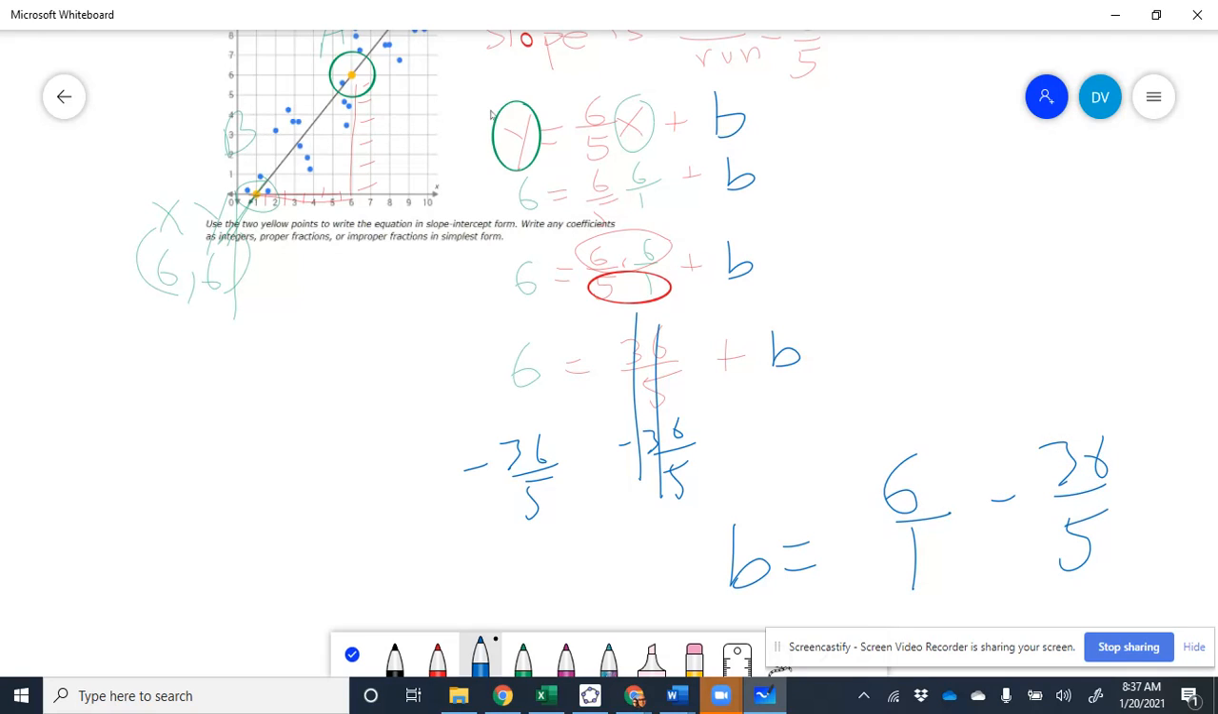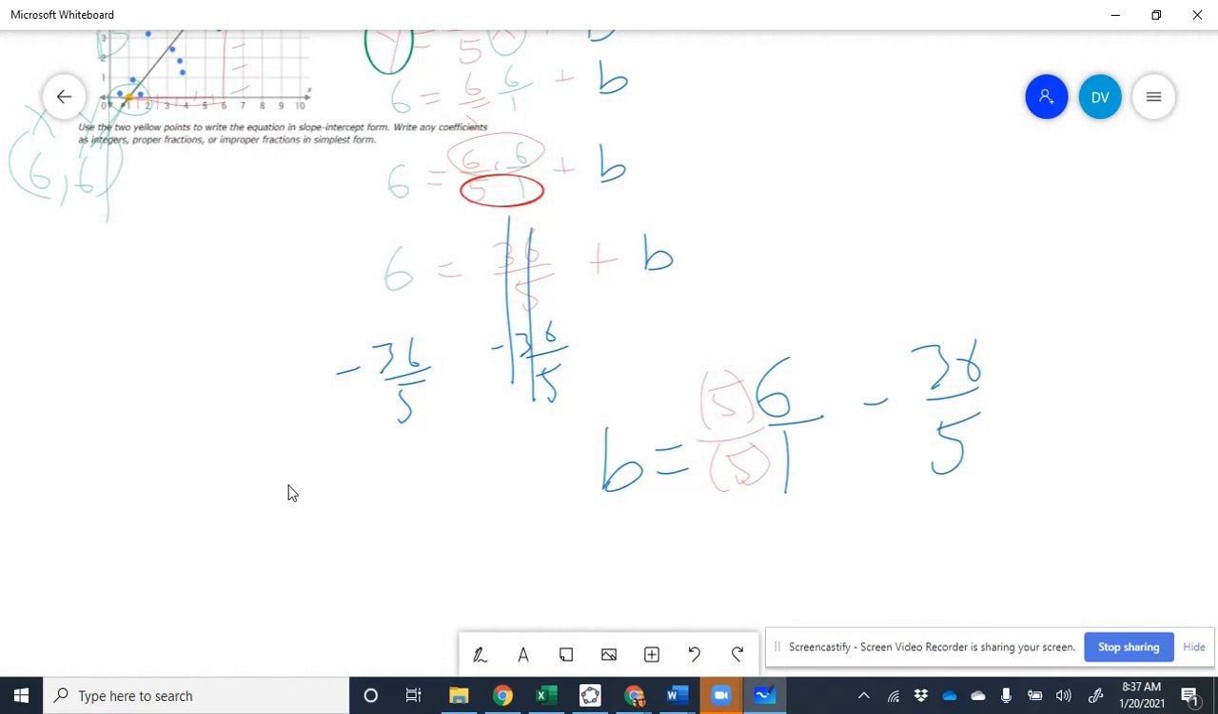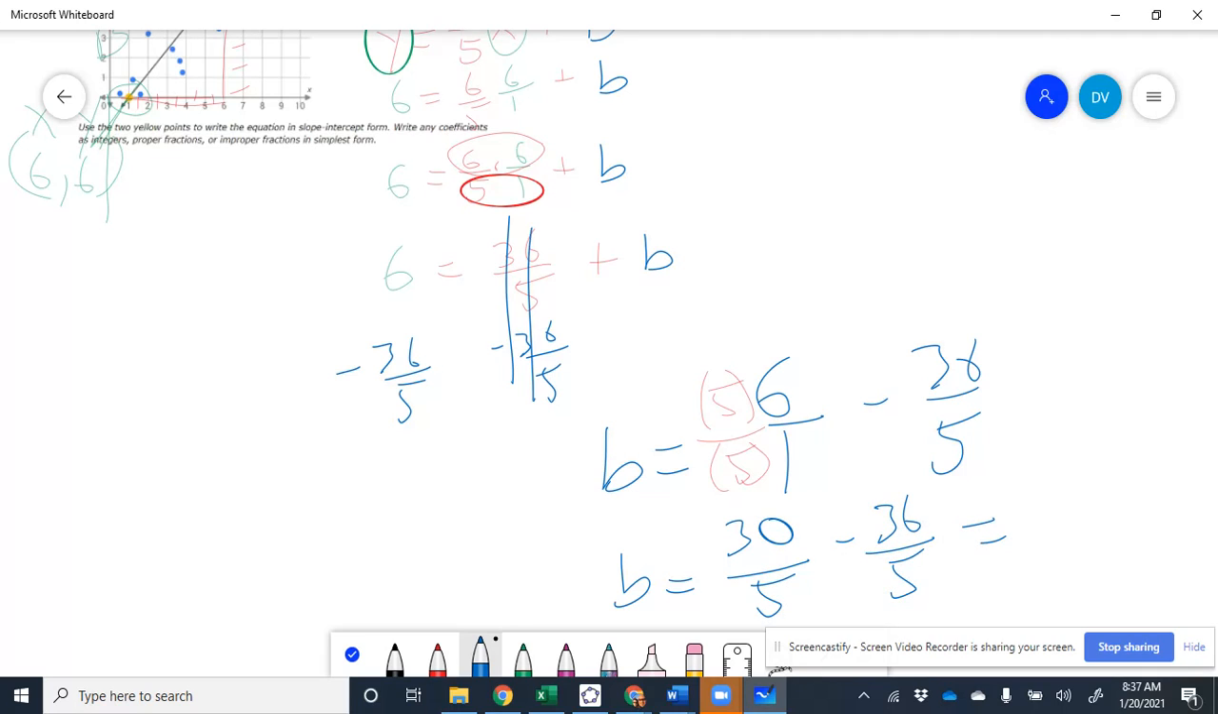Now remember that when you want to add or subtract fractions, you have to have a common denominator, right? And won't that be 5 here? So in other words, we need to multiply this. I said that kind of fast. We need to multiply this by 5 over 5, don't we? And won't that give us 30 over 5? Yeah. So b is equal to 30 over 5. That's not very neat. 30 over 5 minus 36 over 5. And won't that be negative 6 over 5?